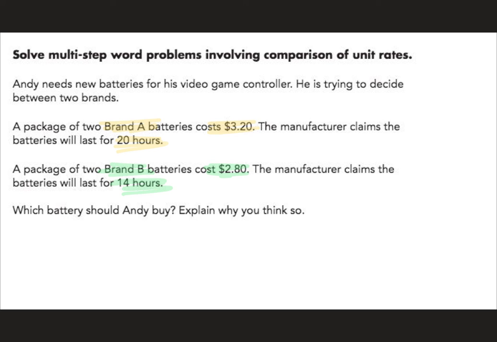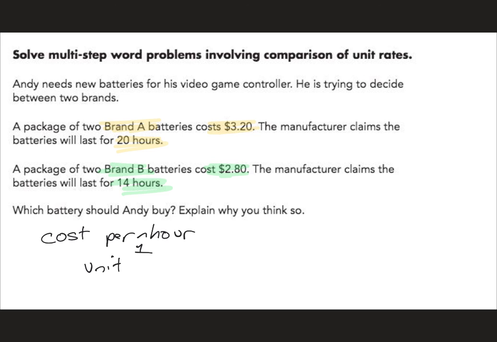So, Libby, which brand is more expensive? Brand A. But which one lasts longer? Brand A. Okay, so in order to compare these, we can't really compare them right now because it's a different cost, a different amount of hours. We want to find the cost per 1 hour. What do we call this when we're finding it per one thing? Unit rate. We want to find the unit rate.